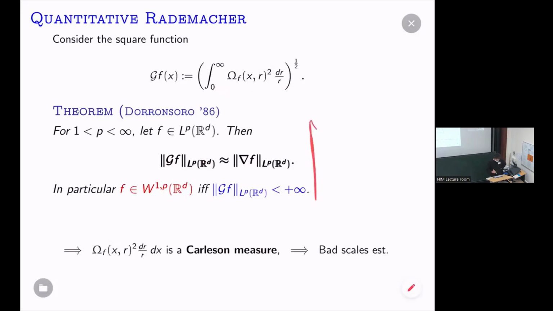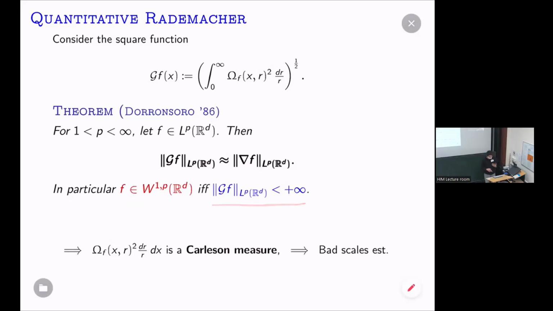Then we have this theorem, by Dorronsoro in '86. It says that if we take p between 1 and infinity and f in L^p, then we have this quantitative estimate: the L^p norm of the square function is comparable to the L^p norm of the gradient of the function. In particular, f is in the Sobolev space W^{1,p} if and only if the L^p norm of the square function is finite.